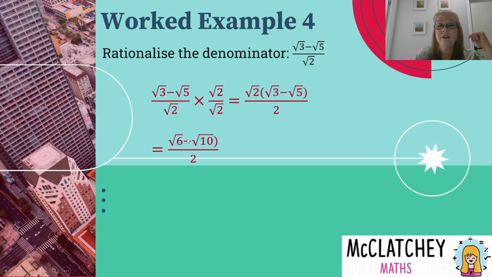Now these are both in their simplest form. I cannot simplify them further by bringing one of those perfect squares out the front. So there's nothing I can cancel out with this 2. Now you might think, well, maybe I could do that divided by 2, that divided by 2, that divided by 2. Well, no, it's not 6 divided by 2, and it's not 10 divided by 2. It's root 6 and root 10 divided by 2.